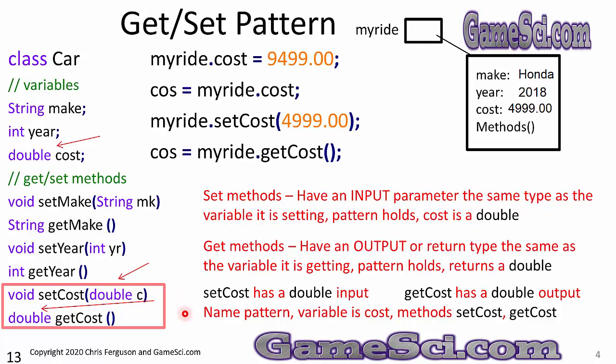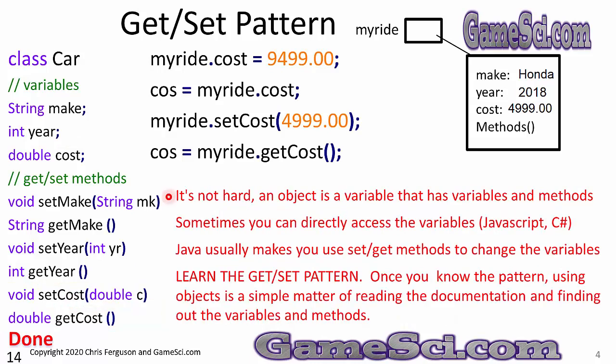There's also a name pattern going on here. If the variable name is cost, then the methods are called setCost and getCost. That's telling you, oh, I have a variable named cost. It has the type of double. It's not hard. An object is a variable that has variables and methods. Sometimes you can directly access the variables with a dot variable name like here. But Java usually makes you use get and set methods to change the variables. Java would prefer if you change your variables and access your variables using set and get methods. Learn the get set pattern.